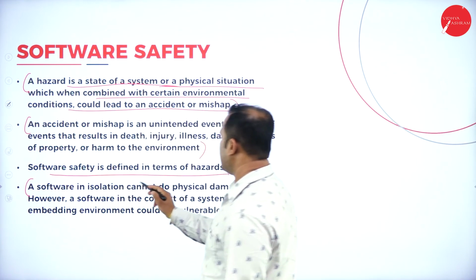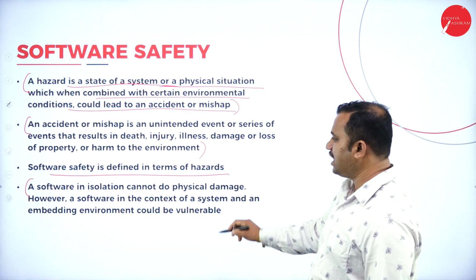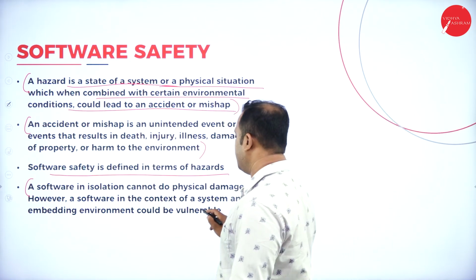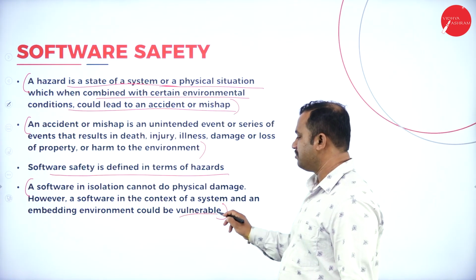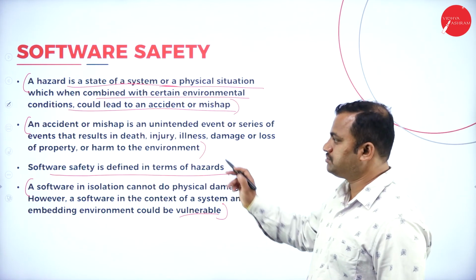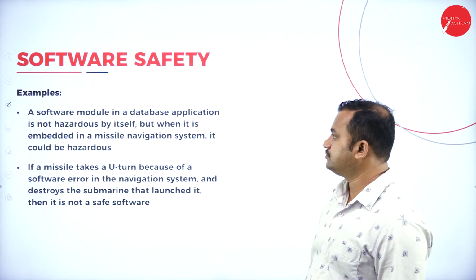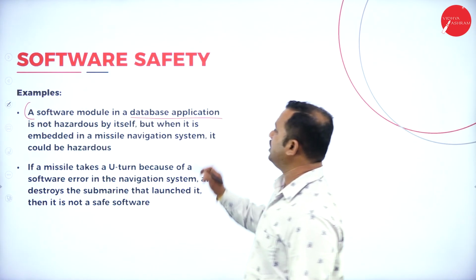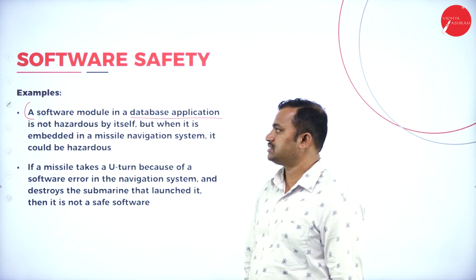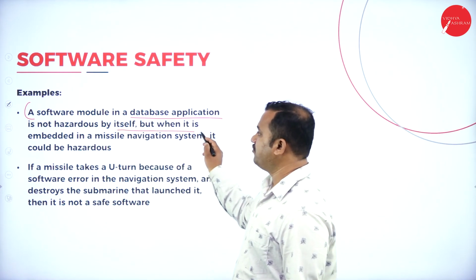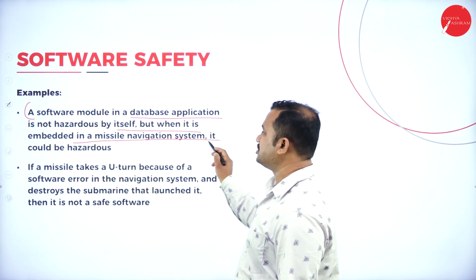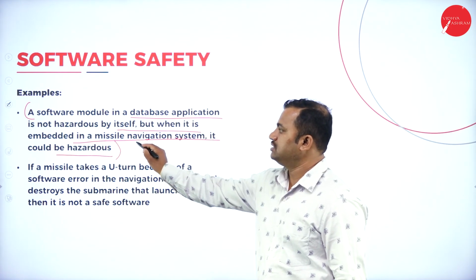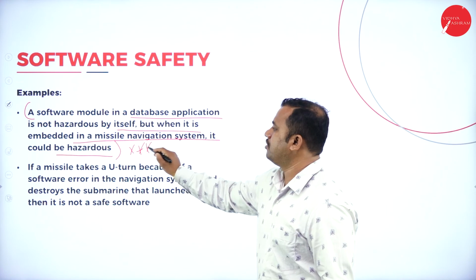Software in isolation cannot do physical damage. However, software in the context of a system and an embedded environment could lead to vulnerable situations. So they must keep an eye on it. Then examples. A software module in a database application is not hazardous by itself, but when it is embedded in a missile navigation system, it could be hazardous. Please notice this. This is very, very important.